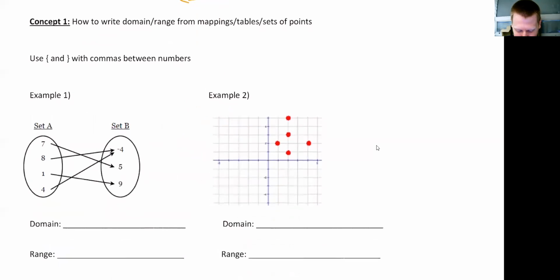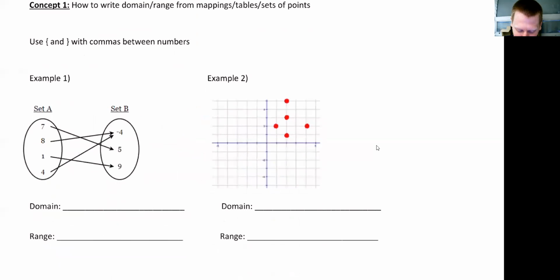But let's look at our first concept. So the first concept, we're going to look at how to write domain and range from mappings, tables, or sets of points. When you do these, basically, you're just going to list all your x values and you're going to list all your y values.